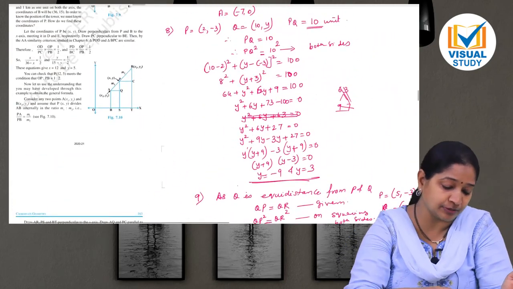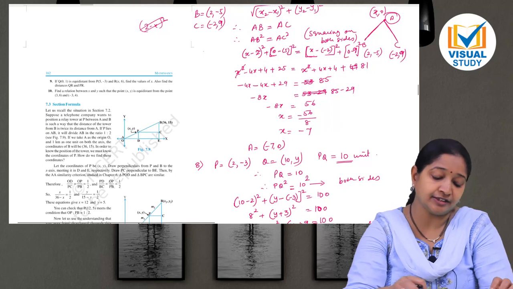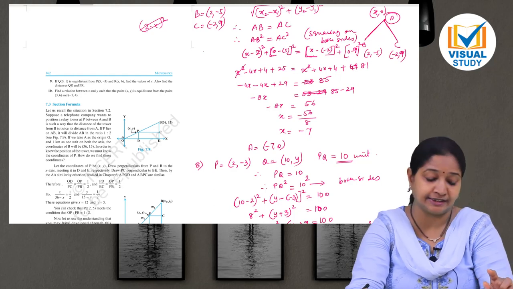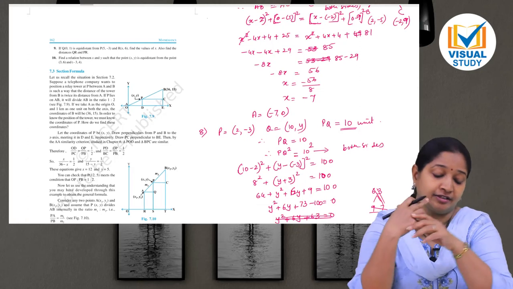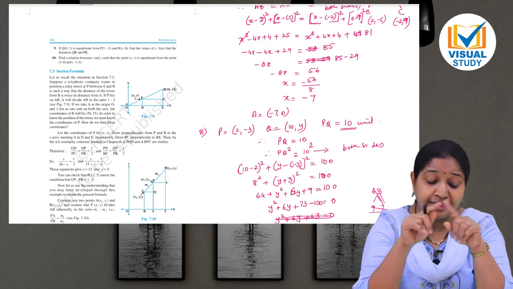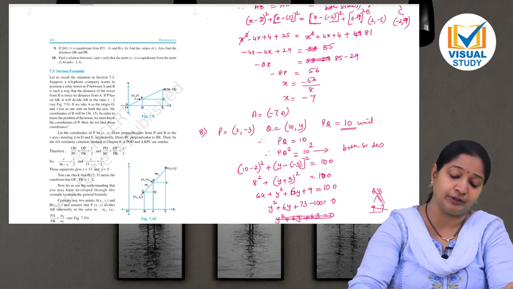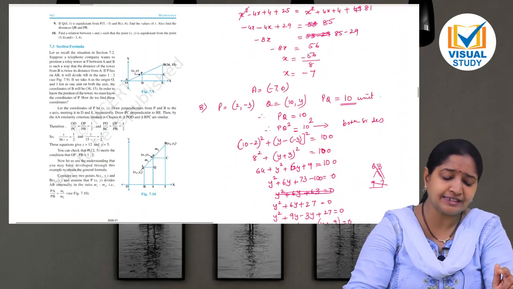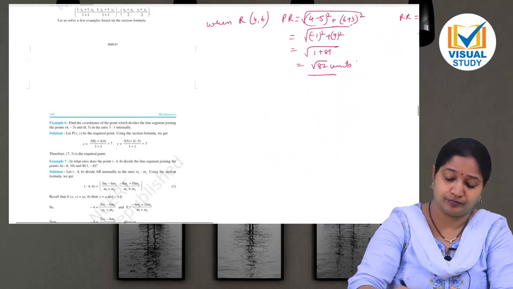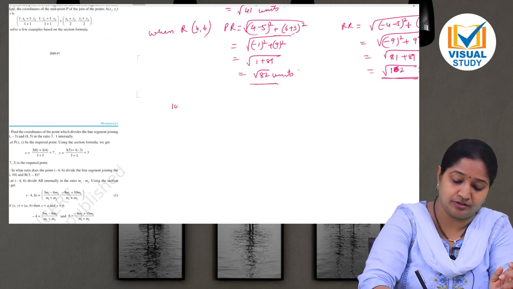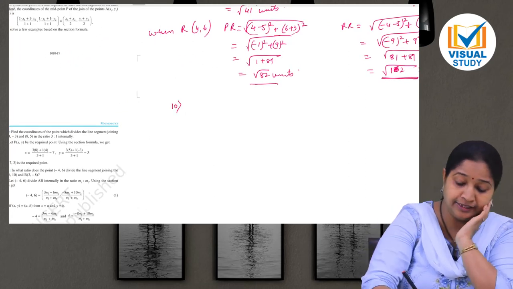Now our last sum of this exercise: find the relation between x and y such that the point (x, y) is equidistant from the points (3, 6) and (minus 3, 4). That means your point (x, y) should be equidistant from the points (3, 6) and (minus 3, 4). This is the last one.